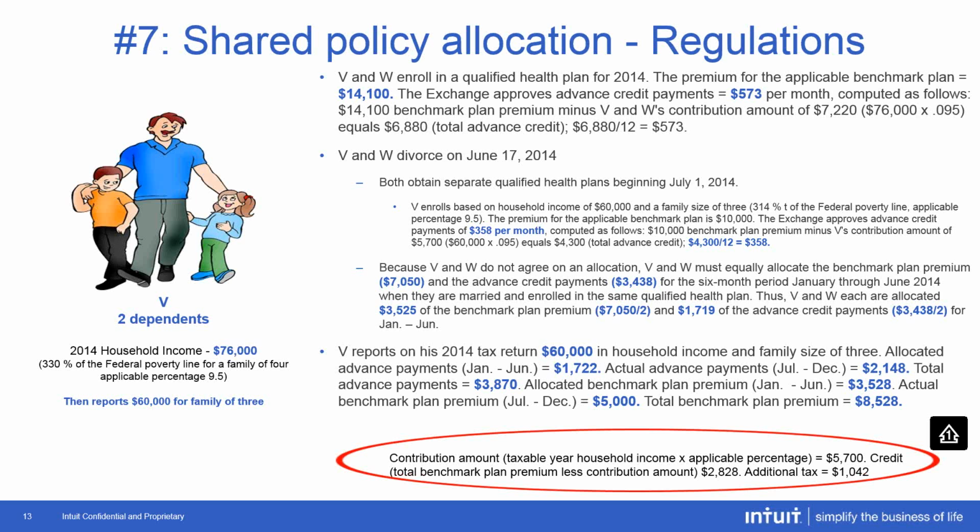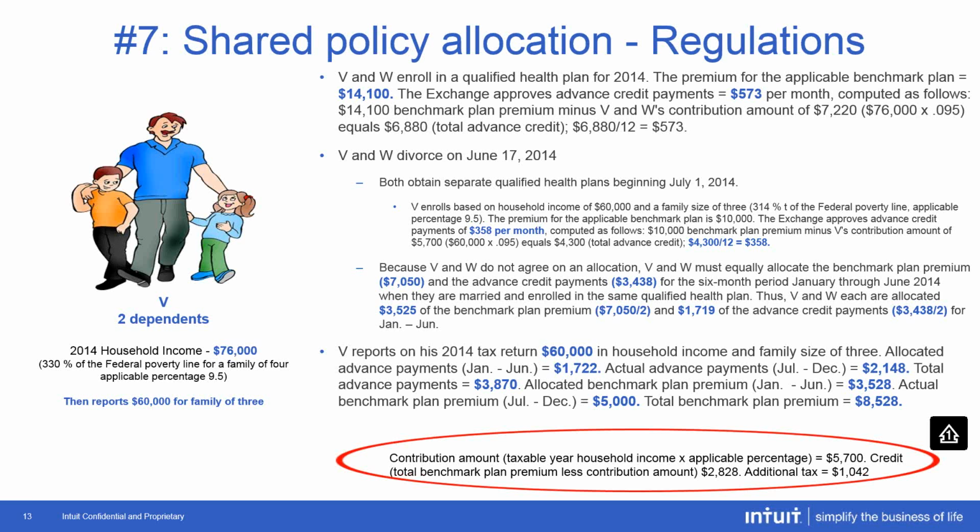Because V&W do not agree on an allocation, they must equally allocate the benchmark plan premium and the advance credit payments for the 6-month period, January through June, when they are married and enrolled in the same qualified health plan. Thus, V&W each are allocated $3,525 of the benchmark plan premium and $1,719 of the advance credit payments for January through June. V reports on his 2014 tax return $60,000 in household income and a family size of 3.